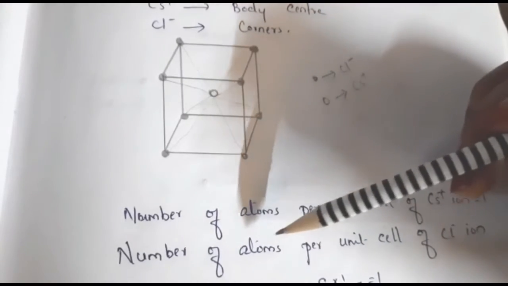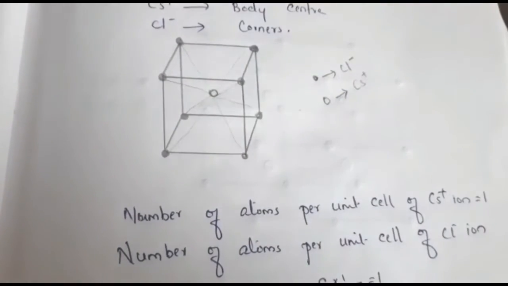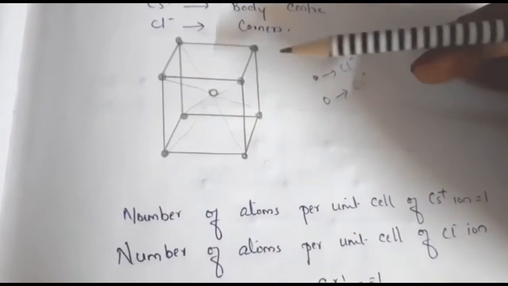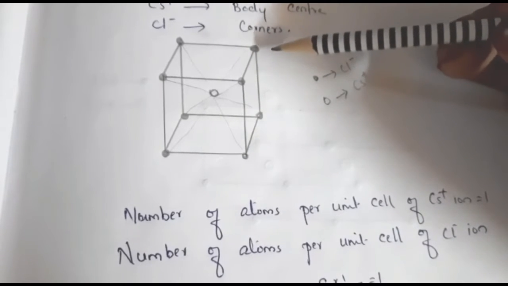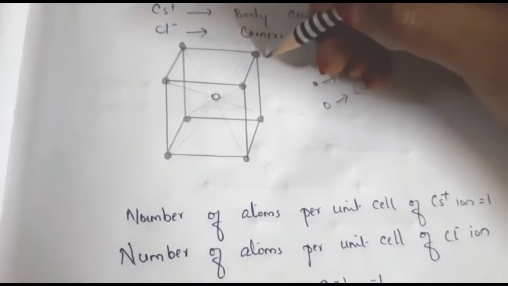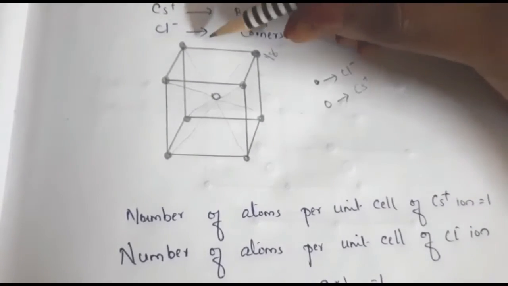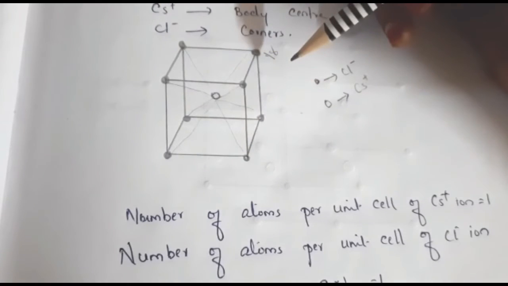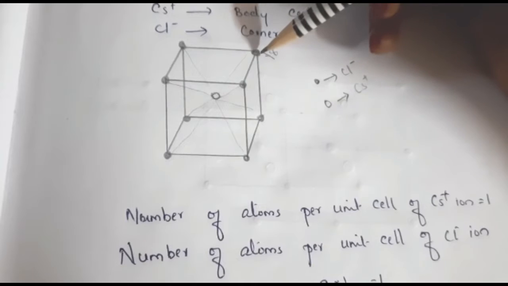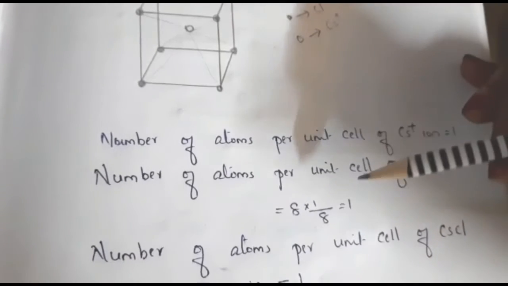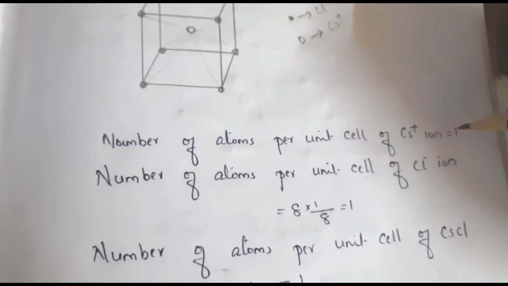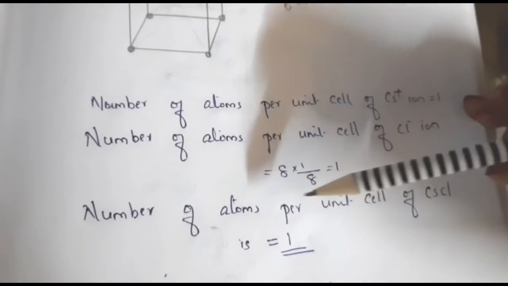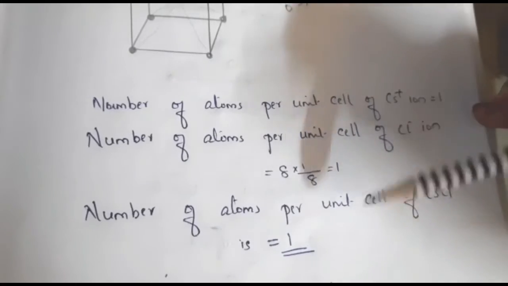Then we will find the number of atoms per unit cell of chloride ion. Chloride ions are present at all the 8 corners, and we have already discussed each corner atom is shared with 8 other cubes. So the contribution to each corner is only 1 by 8. So total 8 times 1 by 8 is there. So the total number of atoms per unit cell of Cl- ion is 8 × 1/8, that is equal to 1. So number of atoms per unit cell of cesium ion is 1. Number of atoms per unit cell of chloride ion also 1. Therefore the number of atoms per unit cell of cesium chloride is 1.